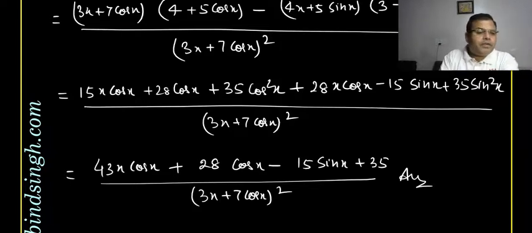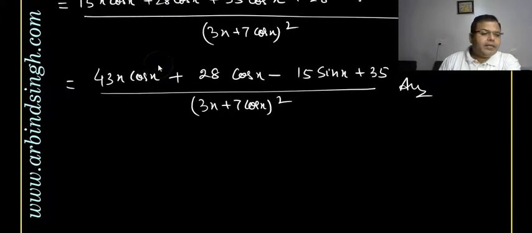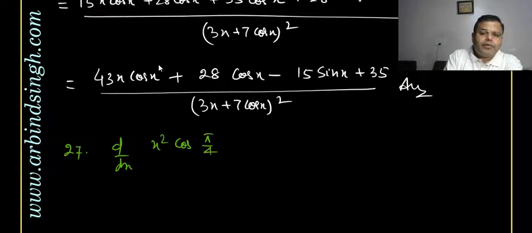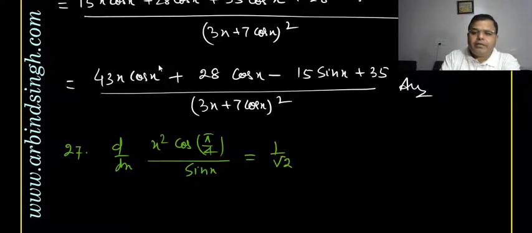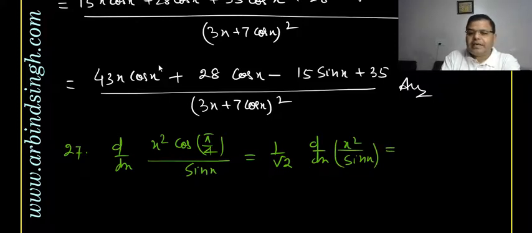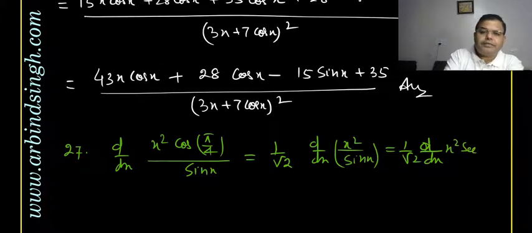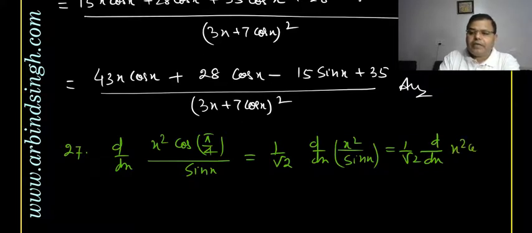Now the next question is question number 27. And this 27th question is d by dx of x square cos pi by 4 divided by sin x. Cos pi by 4 is 1 by root 2, so it can be taken out. And now d by dx of x square upon sin x. Further you can apply the quotient rule, or even 1 by sin x can be written as cosec x, so d by dx of x square cosec x. Right? Like that.